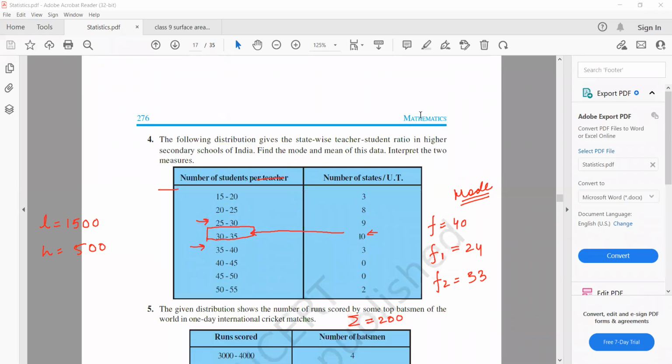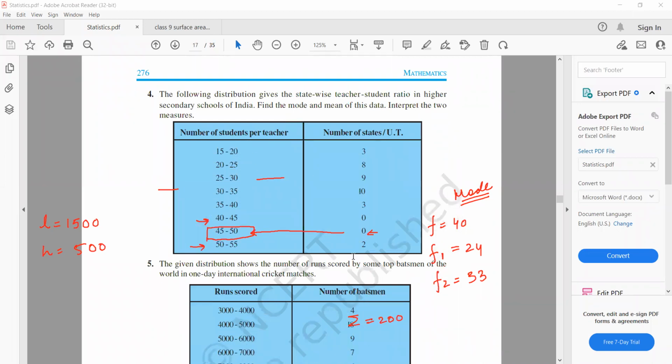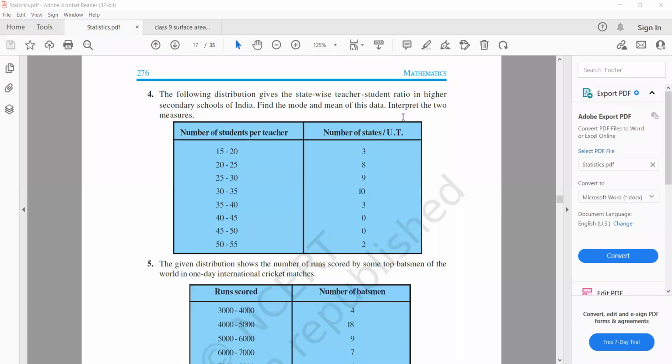Okay, one question I'm going to solve now. Let's solve question number four, Martin. I'm just solving it here, right? This is your FI. So how much is summation of FI? Can you tell me here? Just add all the values. I'm getting 35.